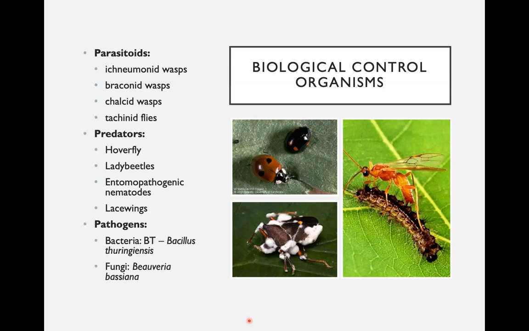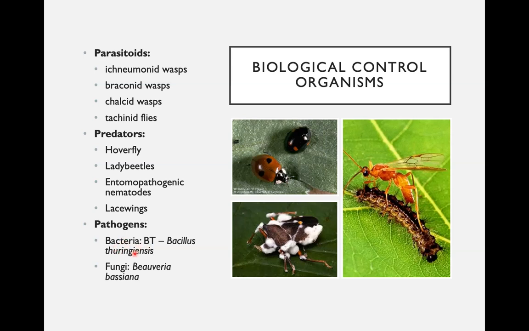And then lastly, we have a group of microorganisms that are pathogens. You might not always think of a pathogen, like a fungus or even a virus or a bacteria, being considered a biological control organism, but many of these are living things and can keep pest populations in check pretty successfully. BT being a really big one. Bacillus thuringiensis is a bacteria. It's also actually used as a microbial pesticide on many organic farms.